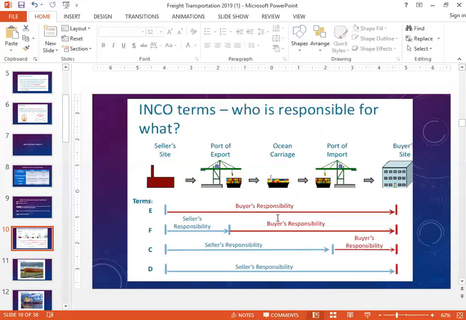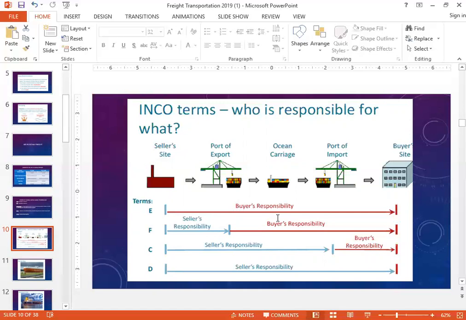So this whole idea of figuring out who's responsible for what is called INCO terms. There are various types of transactions or agreements that two parties can come to. For example, if the buyer says, you know what, I'll pay for the shipping. You just don't worry about the shipping. You're sending it to me, and I'm going to take care of all the shipping. That is an E category INCO term. The buyer is responsible.